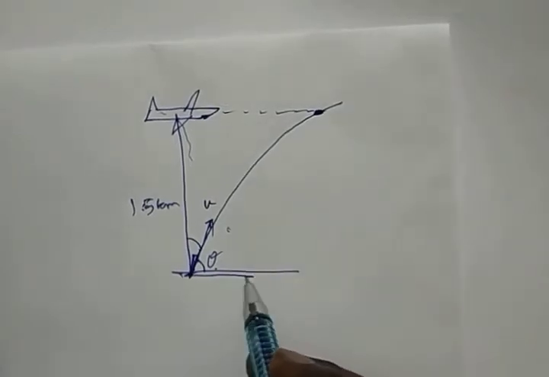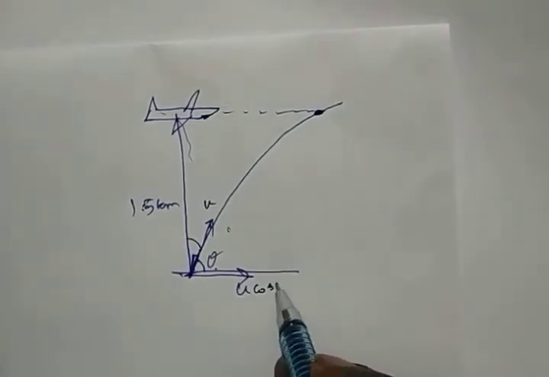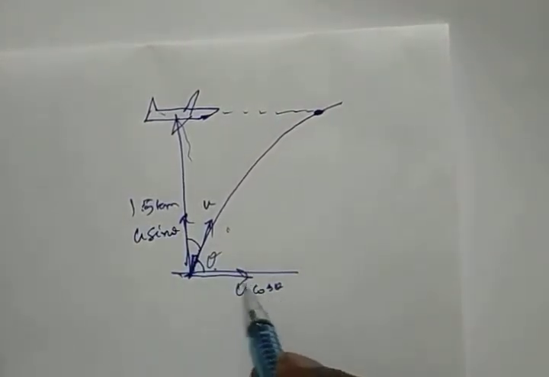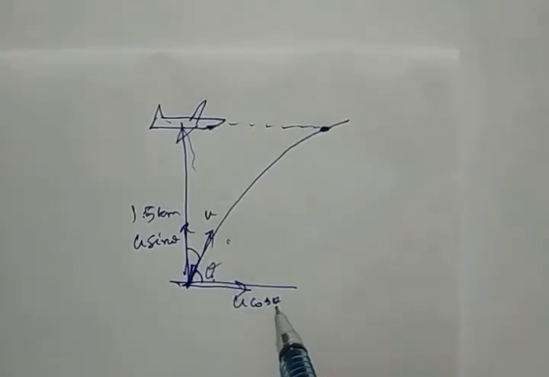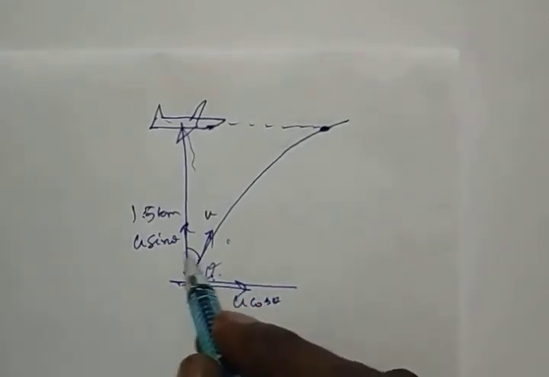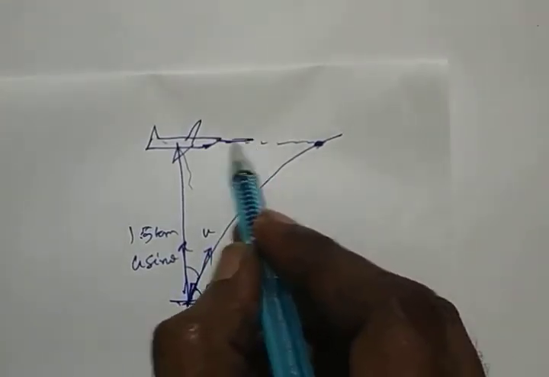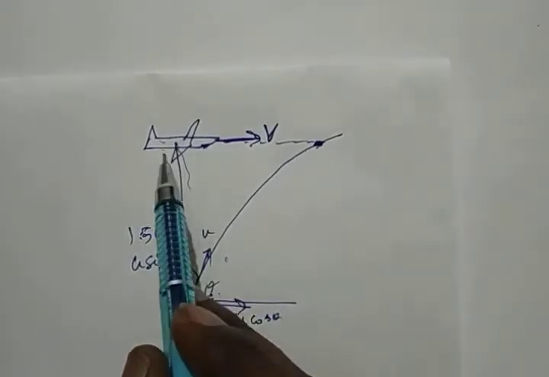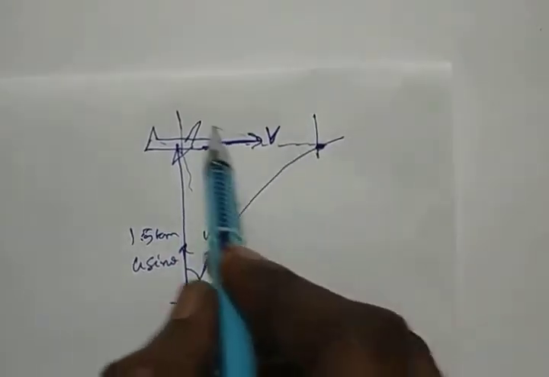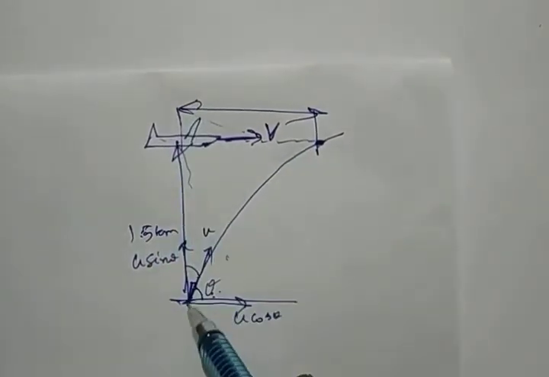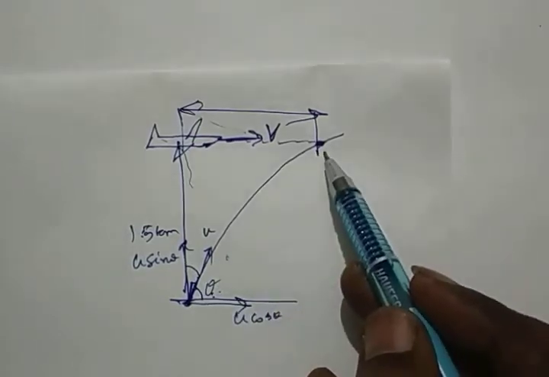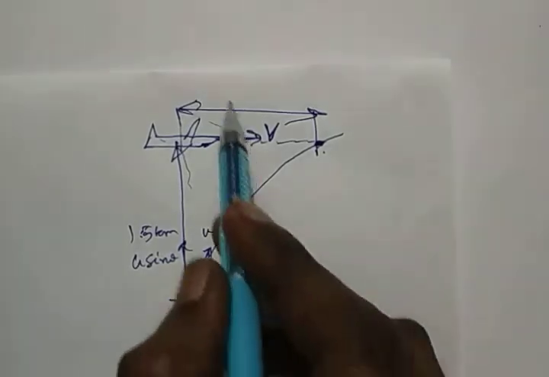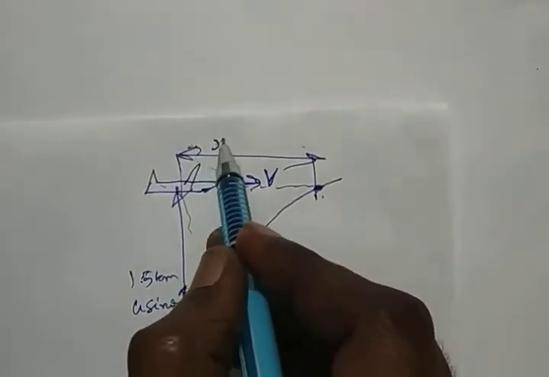So this is u. If u is the value here, this is going to be u cos theta, and this is going to be u sin theta here. But theta is not given here. We need to find out the theta value. That's the main thing. Find out the value of theta along the horizontal. So the plane is going at a velocity, let us consider, of v. Now look at this one: the time taken from here to here will be equal to the time taken for the bullet to cross from here to here. So if that same time is there, this distance is going to be equal to v into t.